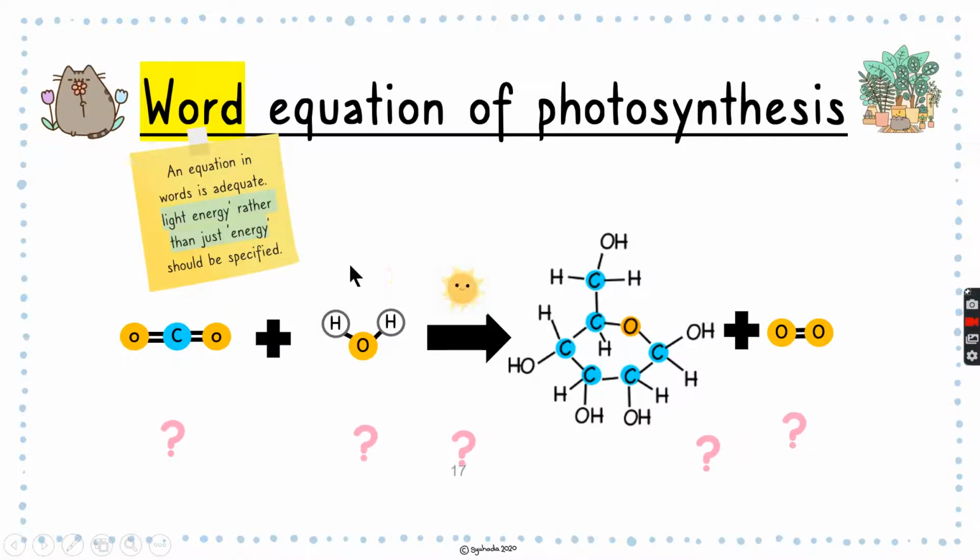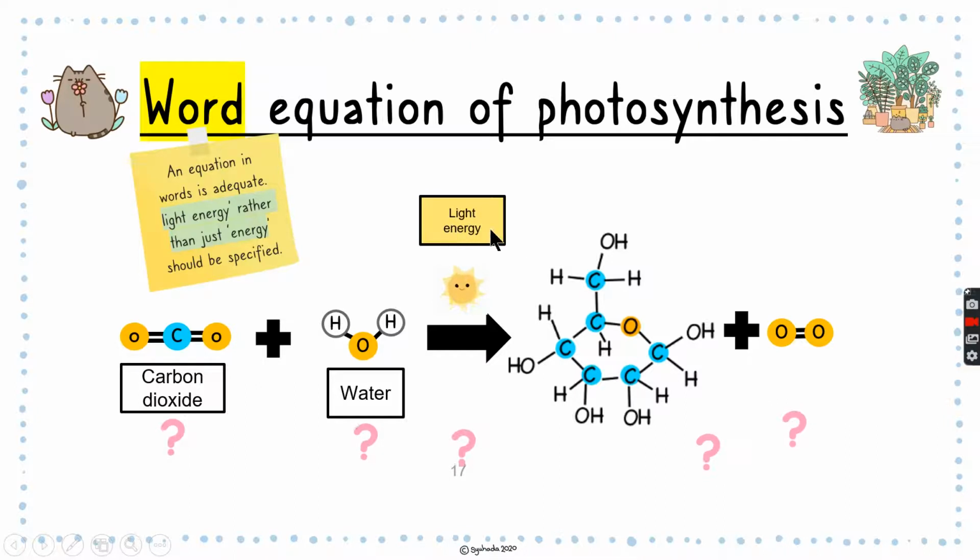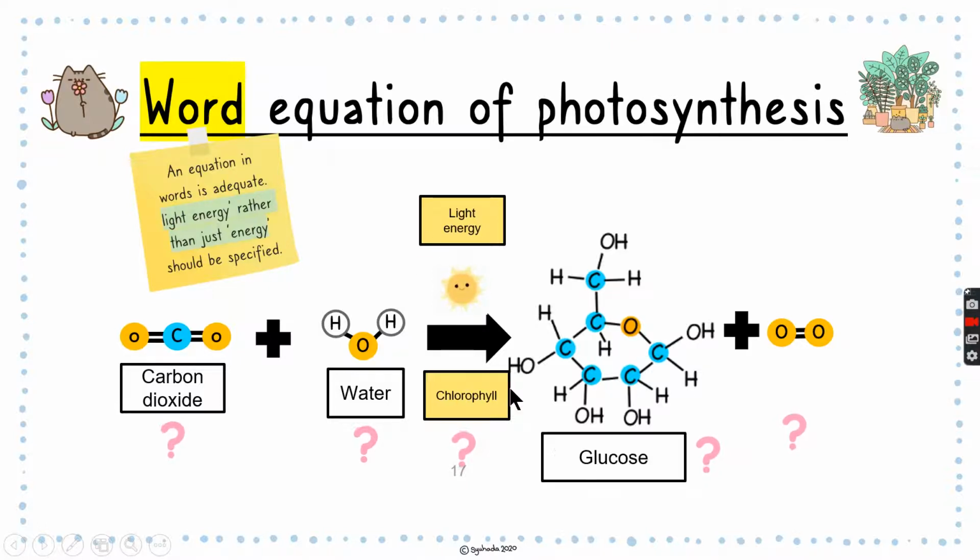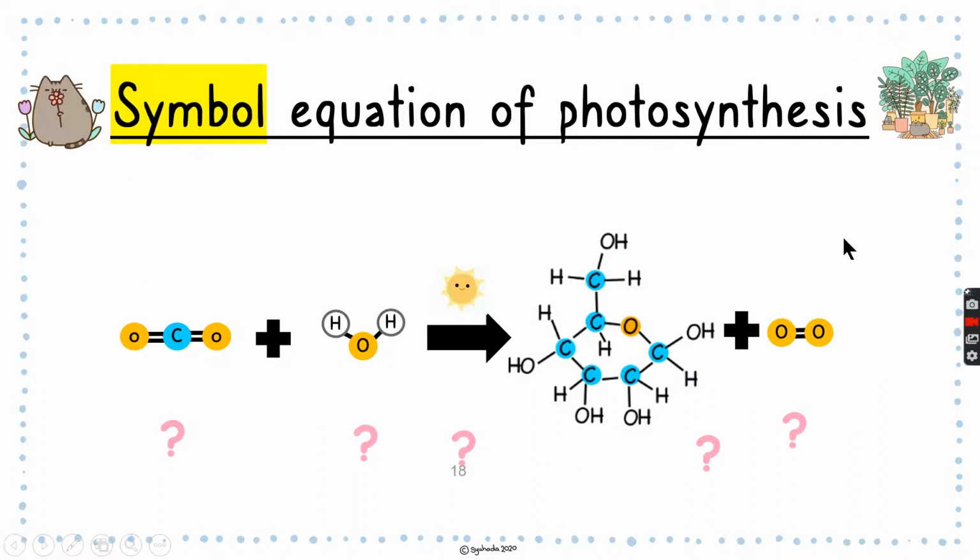So how do we convert this into a word equation? Just write down carbon dioxide plus water, and then you draw an arrow, and then you write down light energy. But don't forget to also write down chlorophyll at the bottom, because without chlorophyll you can't absorb light energy. Then after the arrow, you write down glucose plus oxygen, and that's enough for your word equation.